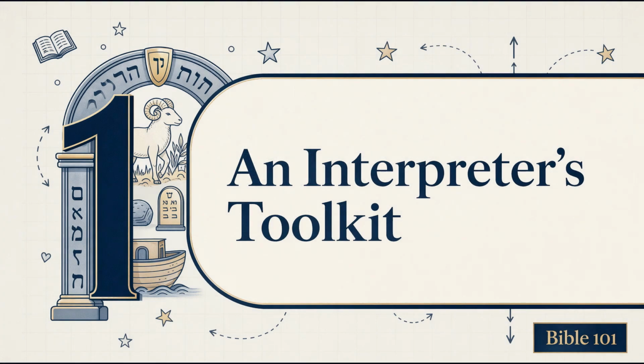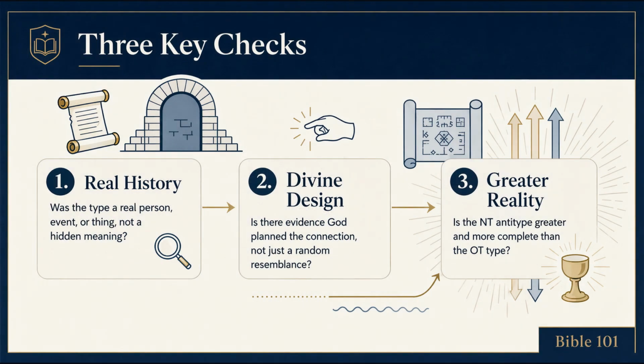Now, this all sounds pretty cool, but let's be honest, it can get messy really fast if we're not careful. So to keep us from just seeing things, we need a reliable framework. Let's put together a simple 3-point toolkit to help us do this responsibly. Here are the 3 essential checks, the 3 questions you've got to ask.